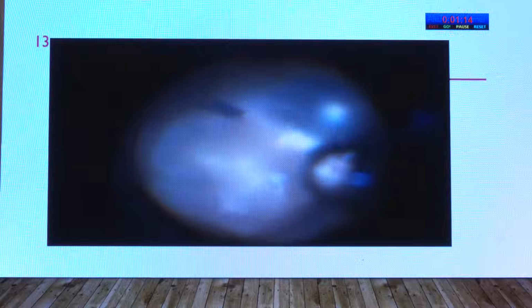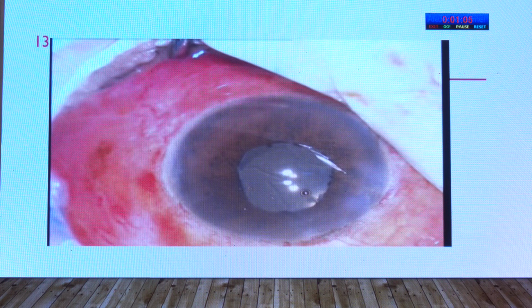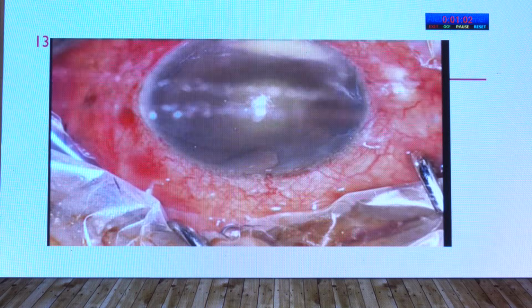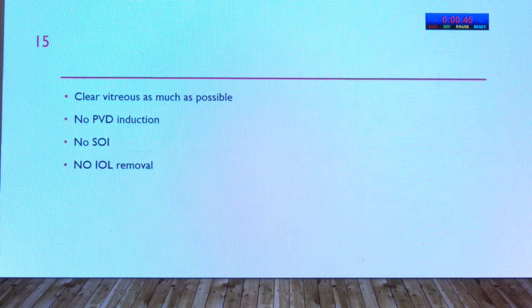After doing the vitrectomy, we inject intravitreal antibiotics to the patient. Remove fibrin from the anterior chamber either with the cutter or with the McPherson. If the wound is open, you have to suture the wound so that the eyeball is taut enough that you can go behind. And as I mentioned, don't hesitate to put a 6 mm cannula. Clear the vitreous as much as possible. We don't induce the PVD, no SOI in primary sitting, and we don't prefer to remove the IOL.